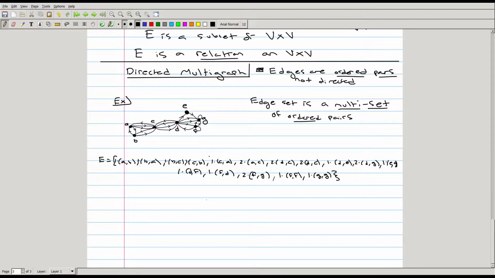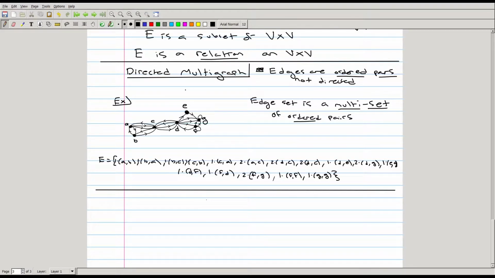And this is a directed multigraph, right? The next and final main classification is called a mixed graph, which is when we have mixed ordered and unordered edges. And I'll give you an example of a mixed graph.